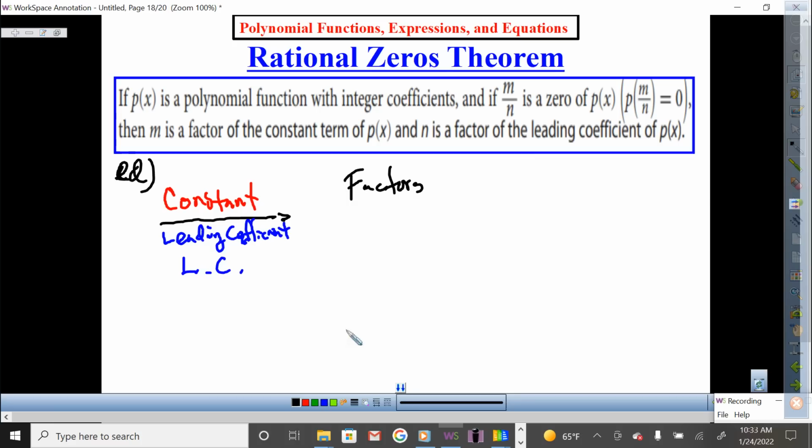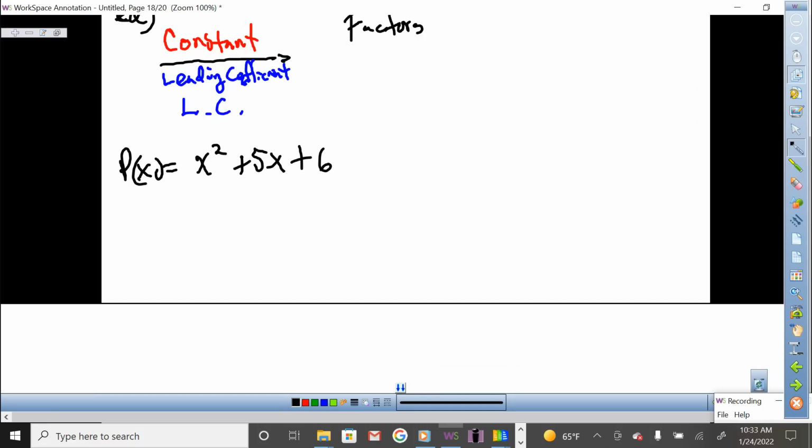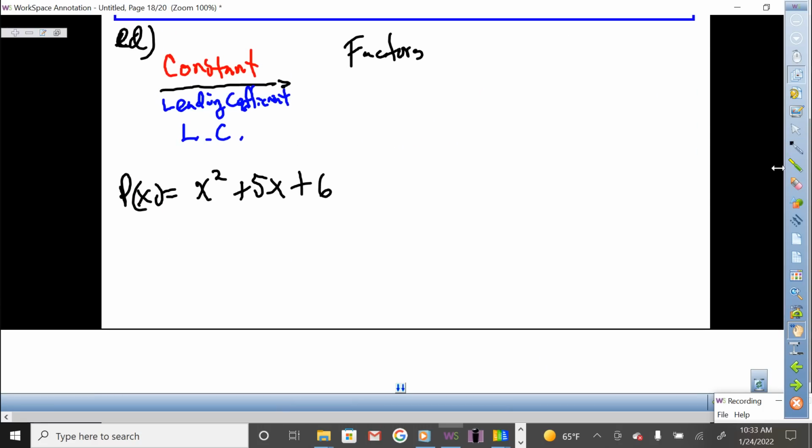So here it goes. Ready? I'm going to give you an equation, and you're going to write me this. Here's your equation. P of x equals x squared plus 5x plus 6. All right. So by looking at it, by now you should know which one's the constant and which one's the leading coefficient. We've been hammering this all year.